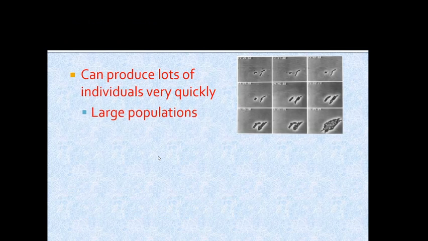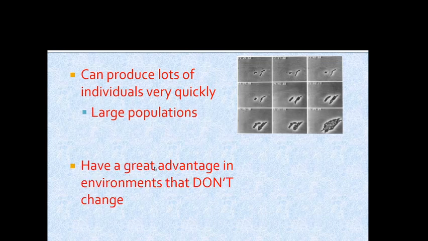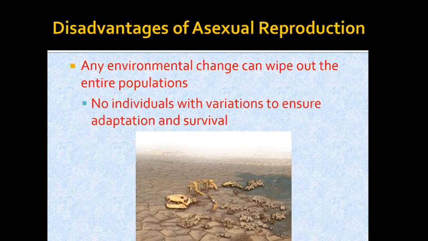Another advantage is you can produce a lot very quickly. So large populations, because time will not be a problem, since you don't need to look for a mate, so you're not wasting time. Since you don't need those complicated structures in order to produce offspring, you'll be able to produce large populations. They have a great advantage in environments that don't change. Okay, so that's a key point. Don't change. And we will learn the disadvantages shortly after.